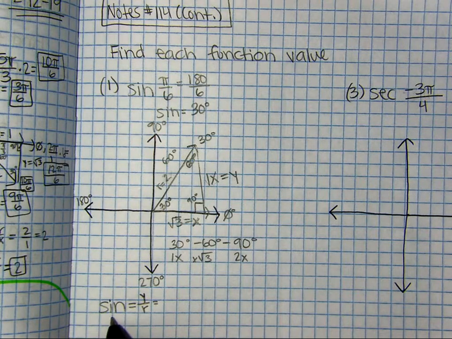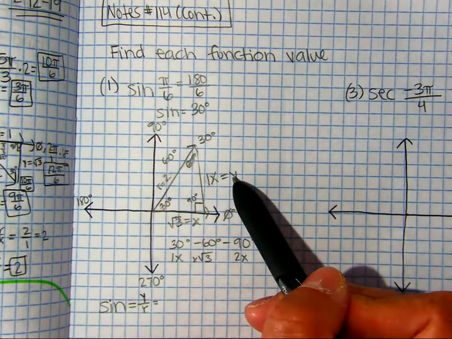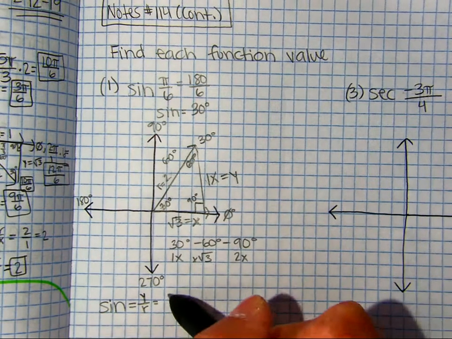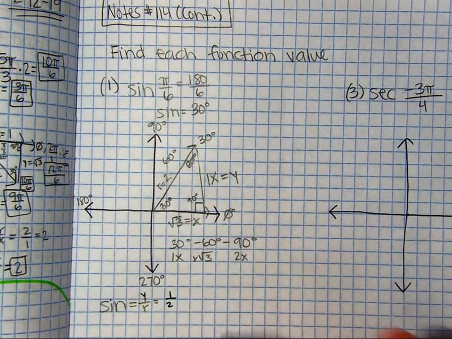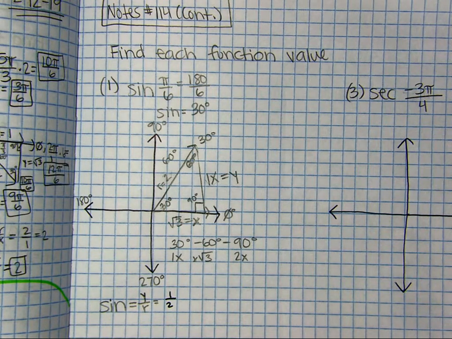They got sine is y over r. So that would be a 1 over a 2. And the answer is 1/2. Raise your hand if you got 1/2.